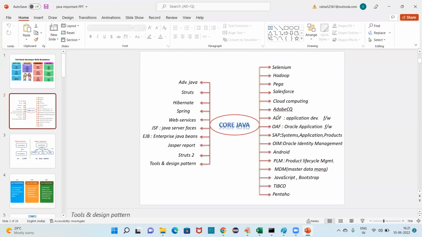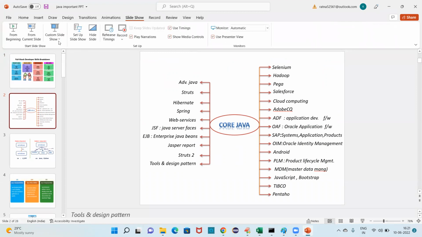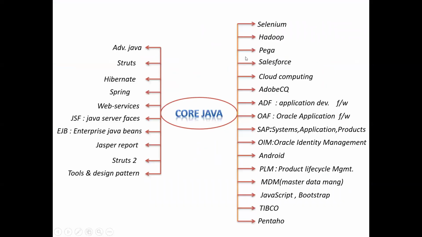Are you able to see the small diagram or not? See guys, Selenium requires coding. Selenium is automation testing, and automation testing coding is completely done based on CoreJava. WebDriver class, WebDriver driver equals new FirefoxDriver, sendKeys. Selenium coding is completely based on Java. Hadoop MapReduce programming also uses CoreJava.